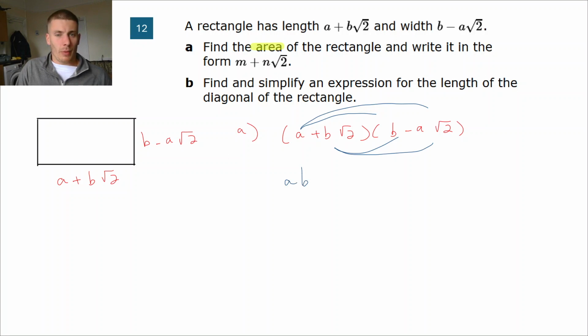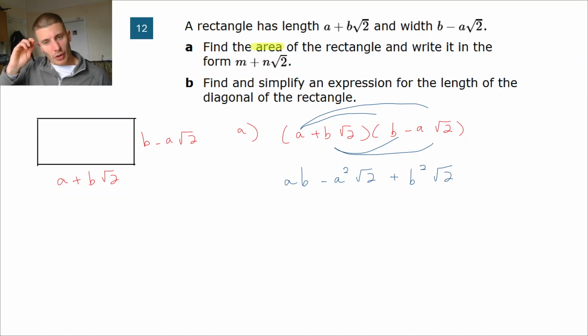We've then got a times negative a root 2, which is going to be negative a squared root 2. We've then got b root 2 times b, which is going to be plus b squared root 2. Then we've got b root 2 times negative a root 2, which is going to be negative ab. Root 2 times root 2 is root 4, which simplifies down to 2, so it's going to give you negative 2ab. I've just simplified it in one go.